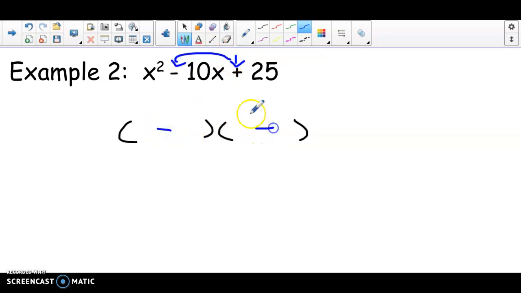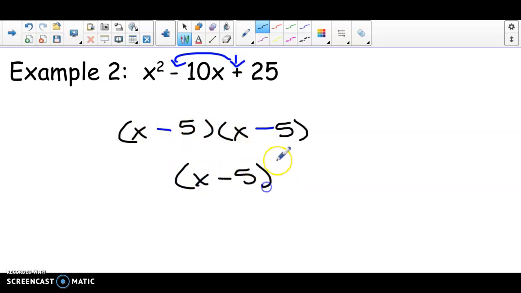The only factors that I have of x squared are x and x. What can I multiply together to get 25 that when I add, I get 10? Negative 5 times negative 5. Because both of these parentheses are exactly the same, I rewrite it as one parentheses that is squared.